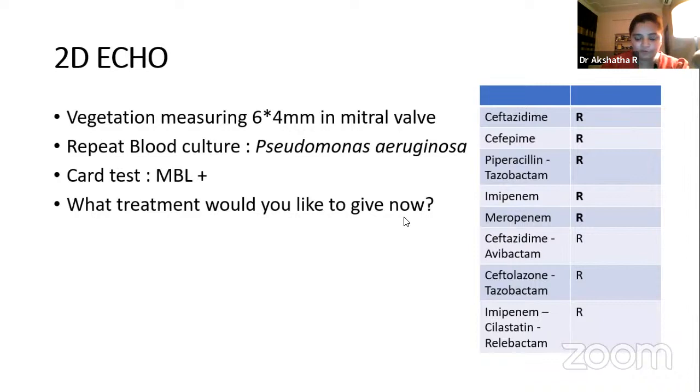So what would you like to do? What treatment would you like to give in this case? Again, carbapenemase testing for Pseudomonas aeruginosa is not routinely recommended, but because there is increasing resistance and increasing carbapenemase production even in Pseudomonas, which has been reported, ideally you have to do it. The same kit, that OKNV kit, can be used for your fermenters as well as non-fermenters. So you can use that kit to find out whether it is an MBL producer or not.